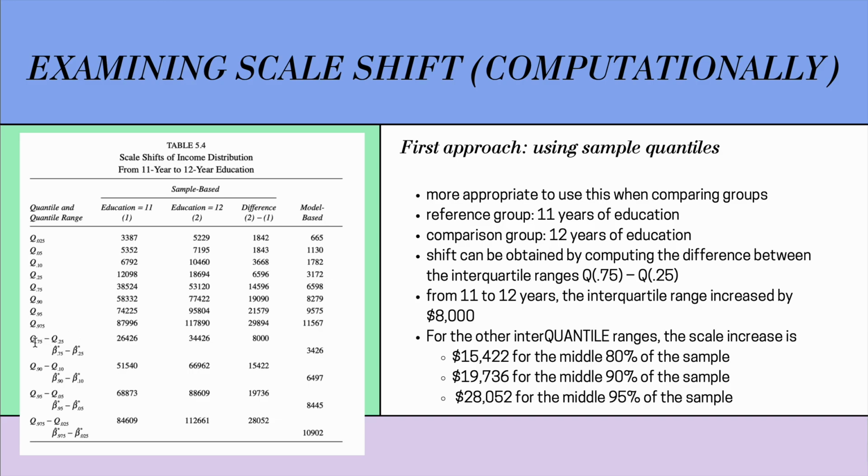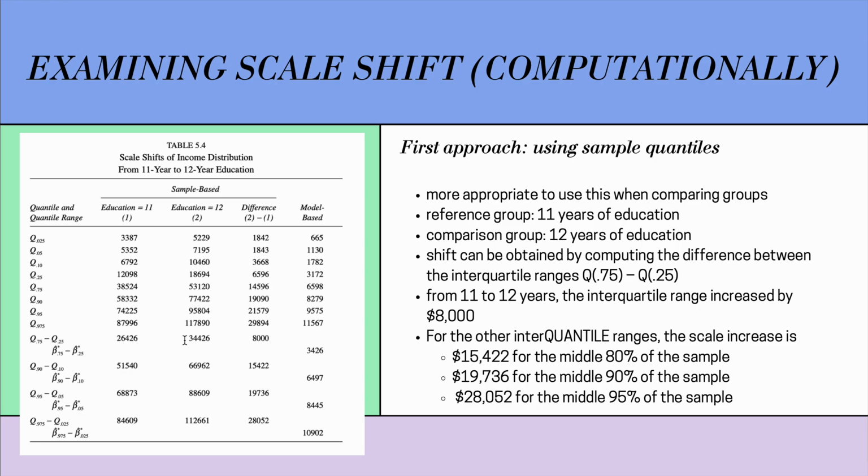Next, we focus on this part, the Q.75 minus Q.25. This is the interquartile range. So for both groups, we computed the interquartile range. For 11 years of education, we have $26,426. So this is in US dollars. And for education equals 12, we have $34,426.